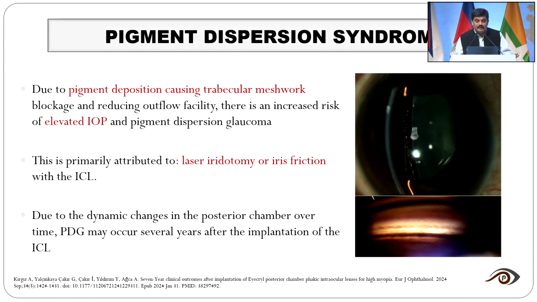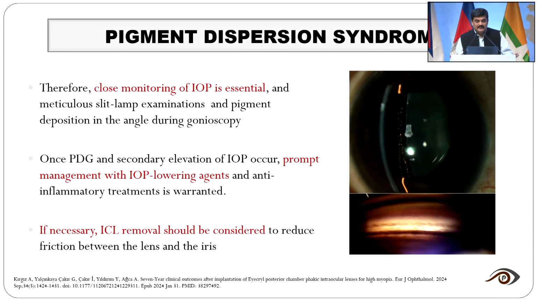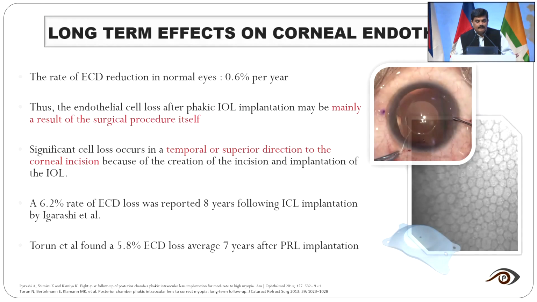I am not going to talk about any of these points. This is the one point I want to take: we need to look at the long-term effect on the corneal endothelium. The rate of endothelial cell reduction in normal eyes is about 0.6% per year. Thus, endothelial cell loss after phakic IOL implantation is mainly a result of the surgical procedure itself, not the phakic IOL implantation. So you need to remember that.